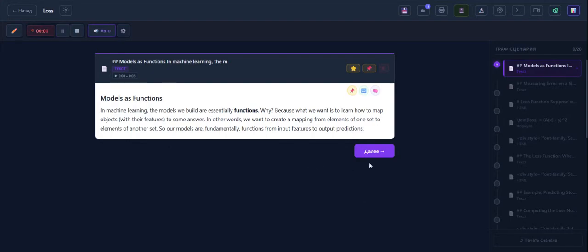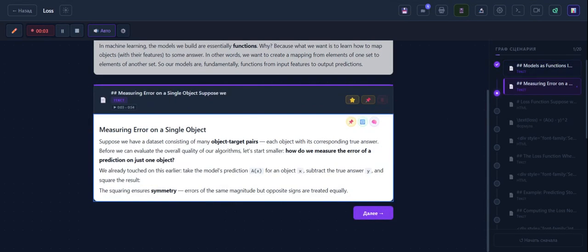Hello, today we'll talk about loss function. Suppose we have a data set consisting of many object-target pairs. Each object has a corresponding target. And for today, for this task, we will practice evaluation of our error for our predictions, at least for one object.